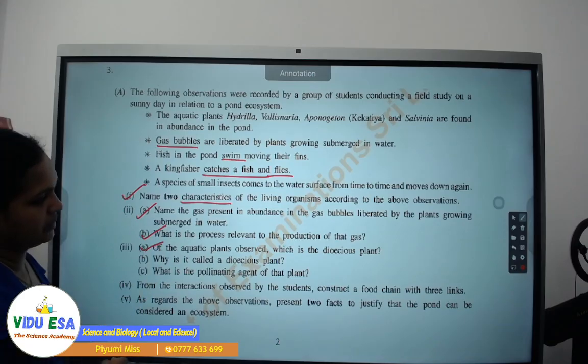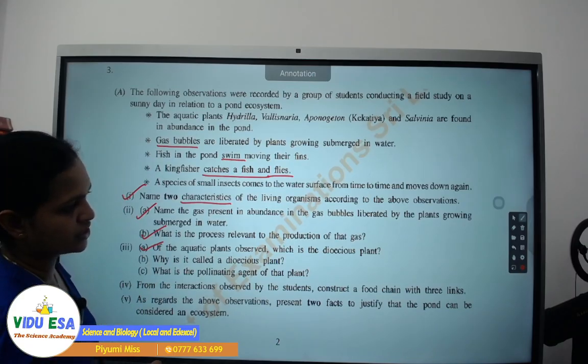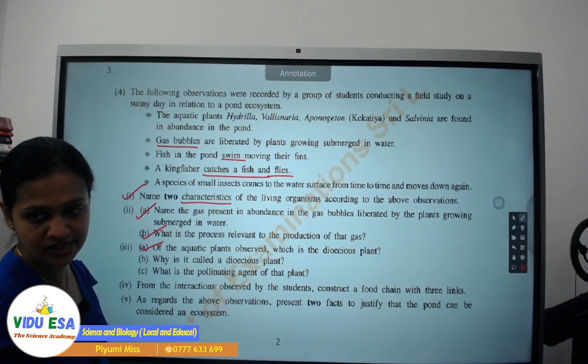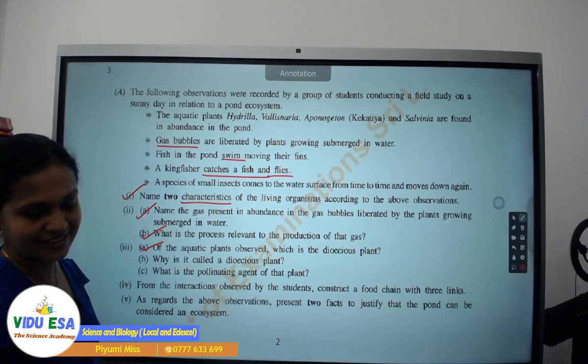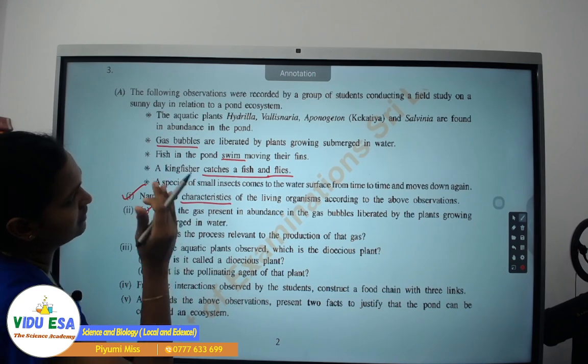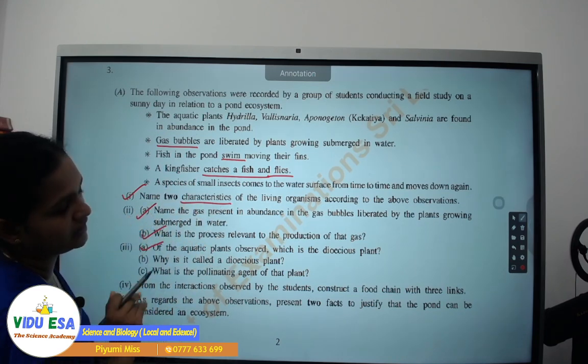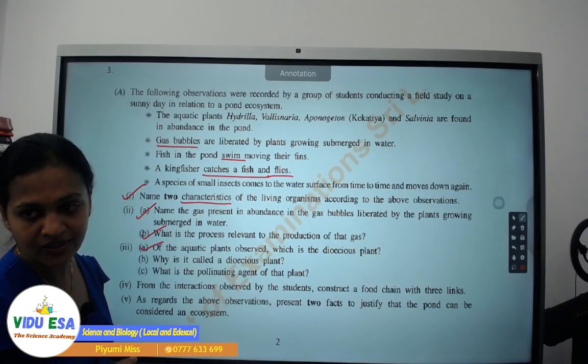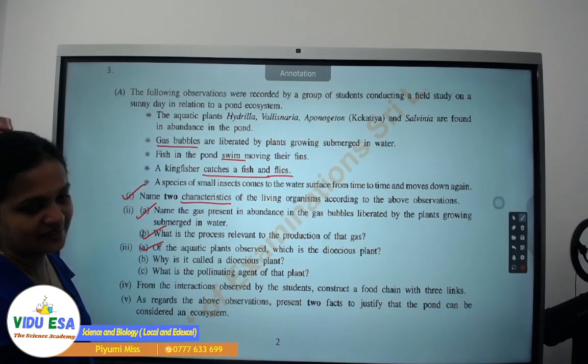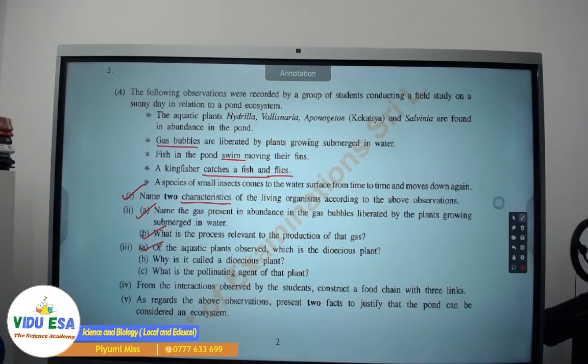Of the aquatic plants observed, which is the dioecious plant? Dioecious. What is it? Aquatic plants, Hydrilla, Vallisneria, Aponogeton, Salvinia. Out of them, what is the dioecious plant? Yes, that is Vallisneria. Why is it called a dioecious plant?